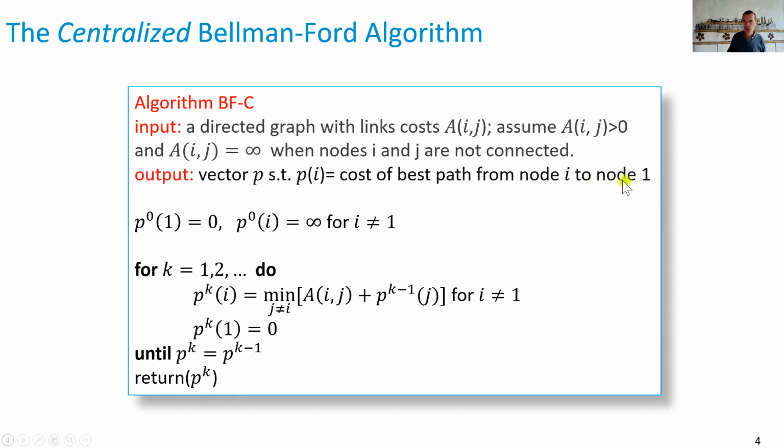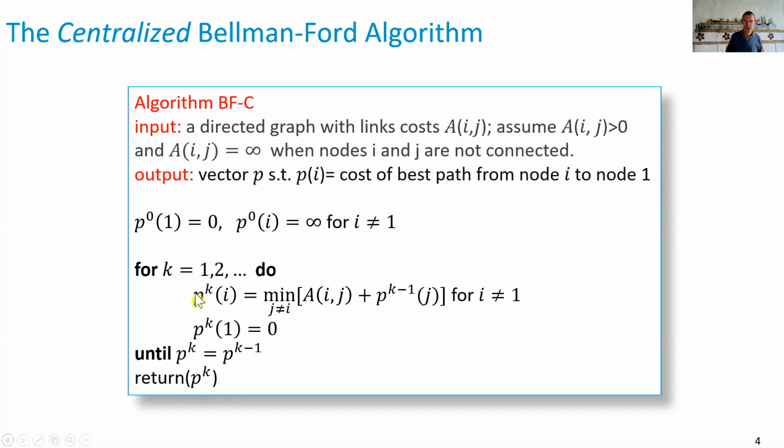So here I have a network where the node of interest is node 1, and we want to estimate in every node I what is the cost of going from node I to node 1. So it works as follows. Initial conditions, we set the distance of 1 to 1 equal to 0, because 1 is the destination. And for every other node, we set it to plus infinity, because we don't know anything at the beginning.